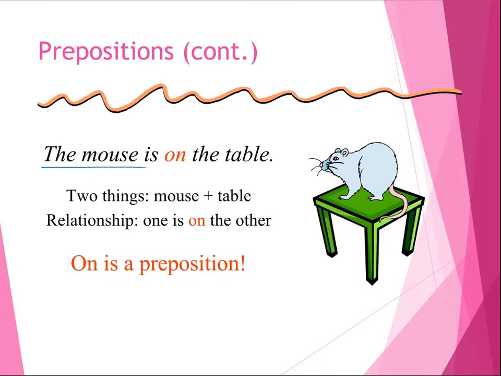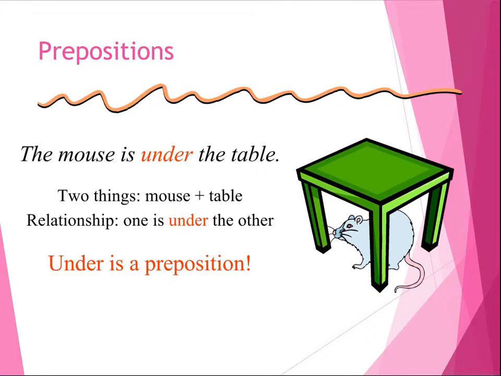Look at this sentence. The mouse is on the table. We know the sentence is talking about a mouse, but what is the mouse doing? Well, we know the mouse is on the table. So you have the mouse and the table, and the relationship is that one is on the other. On is the preposition.